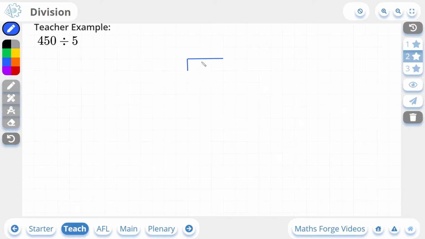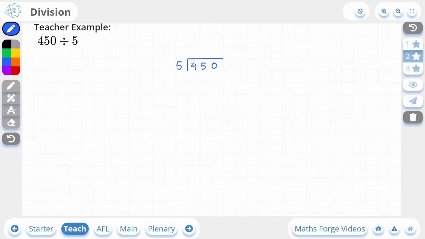And inside of this bus stop, you're going to write 450. This is the number we are dividing. The number that goes in here is the number that we are dividing. And the number on the outside is the number we're dividing by. So in this case, it's the 5. And how you do it is as follows.